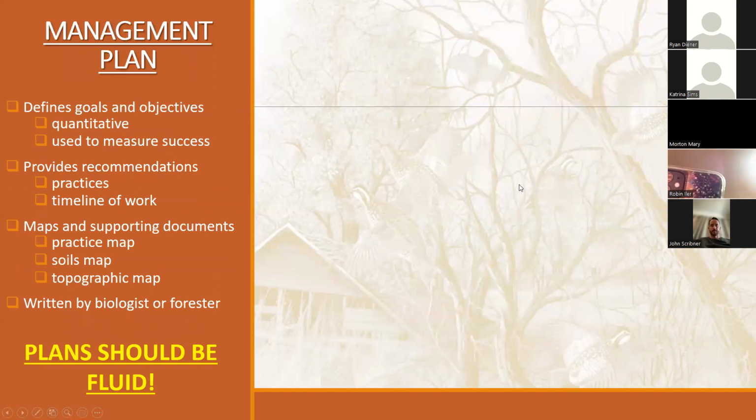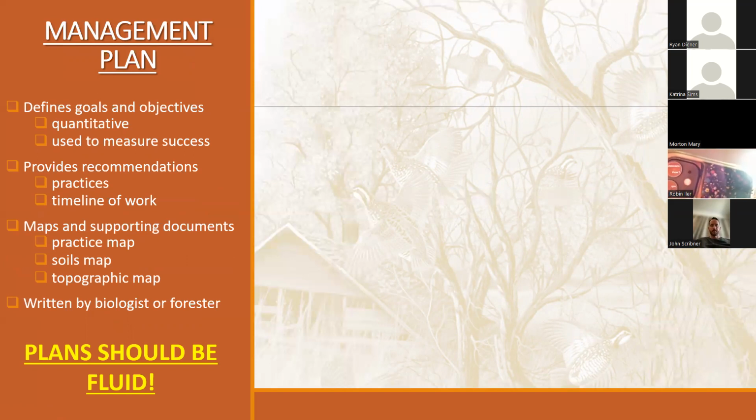So then the management plan. Once the resource inventory is done, we're going to come back and take all that data that we've collected and create a management plan. This plan is going to define your goals and objectives. It's really important to try to set your goals as quantitative as possible, because we're going to use that to measure success.